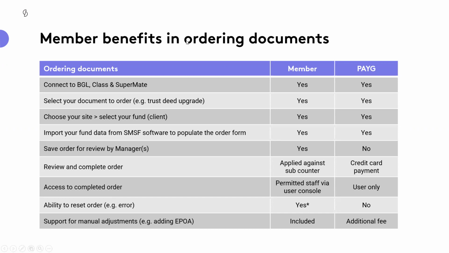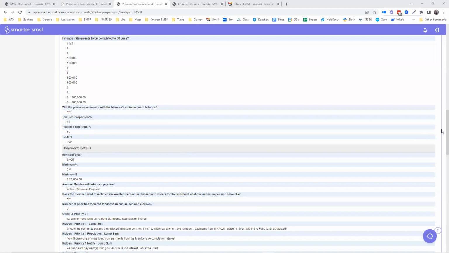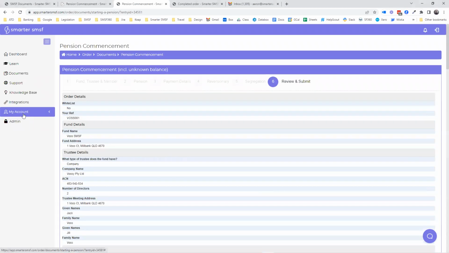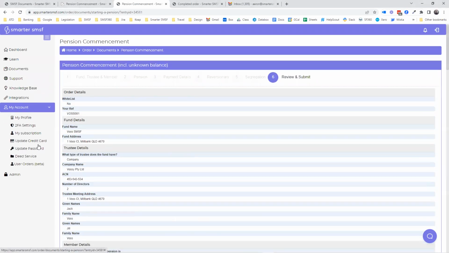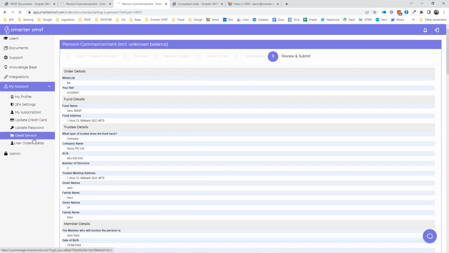So what am I talking about in respect to some of these membership benefits here? Well, I guess if we go into our Smarter SMSF platform here, under my account, we have our users' orders or our console here.